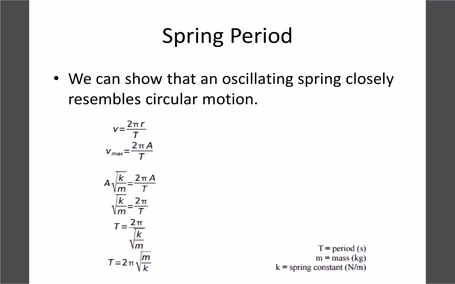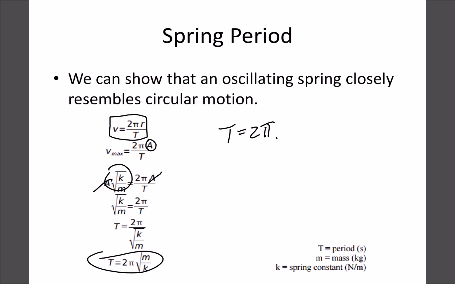One last formula to look at, and that's period. Just like we had for the period of a pendulum, it works the same. And we can actually see that our circular motion speed formula applies to this scenario. The only thing that's different is instead of a radius of a circle, we're going to use amplitude. And we're going to use our formula we just had for v max, A square root of k over m. Make those things equal to each other. You can see the A's would cancel. And we rearrange the formula to solve for T. We get 2 pi square root of m over k.